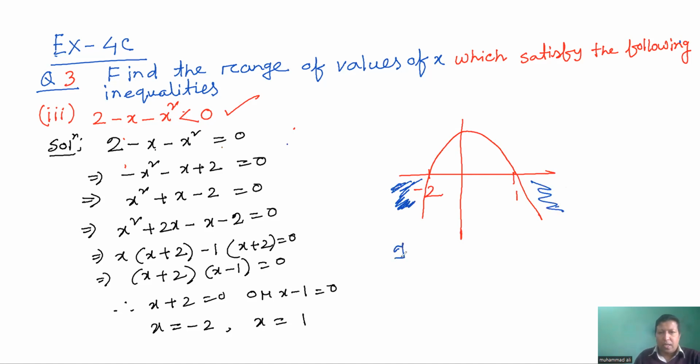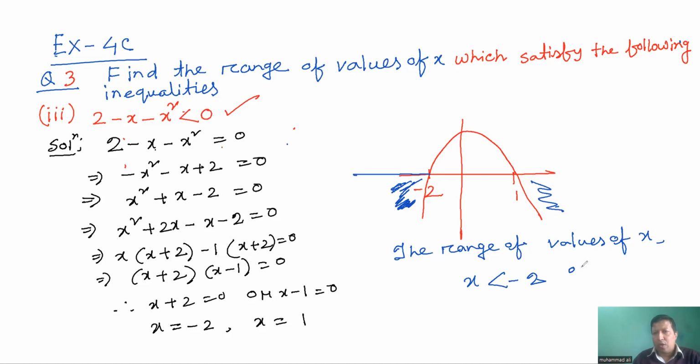So, the range of values of x: when x is less than -2, the curve will be less than 0, or x greater than 1. Okay.